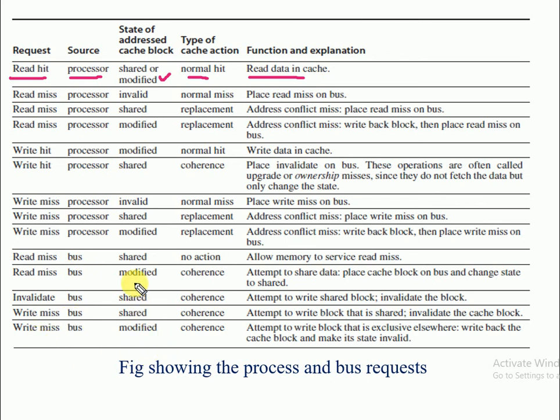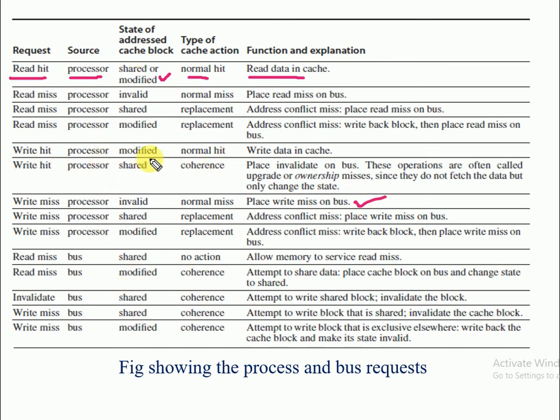So for example, invalid, I'll take this. Write miss, data is not there. The processor is providing it, the state is invalid, so it is a normal miss. Place write miss on bus. That is the procedure for each of these states.